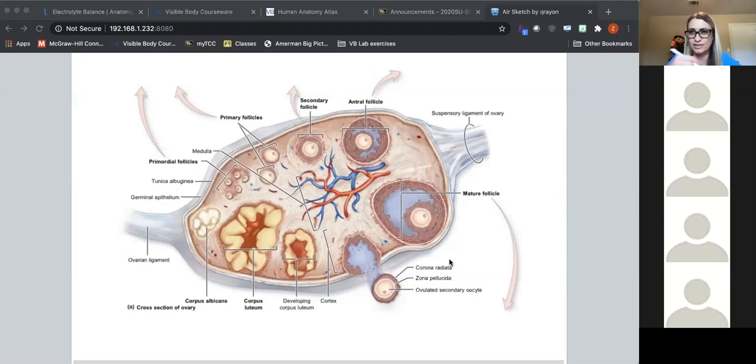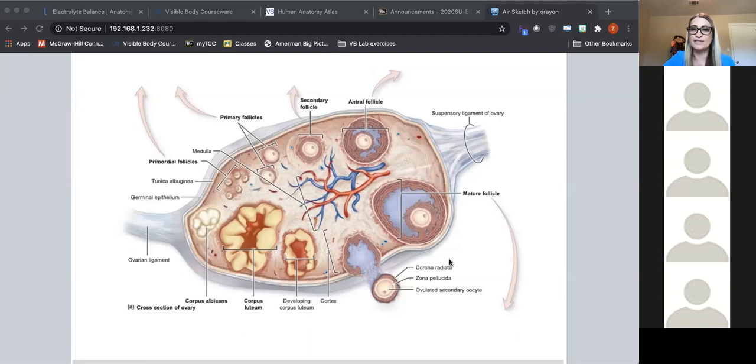It would be blastocyst that is implanting. I know we haven't looked at that. We'll see what the blastocyst is when we talk about development. Okay, but it is a structure that results from fertilization. Okay, so progesterone and estrogen are rising. You would see the rise in thickness of the uterine lining as well.